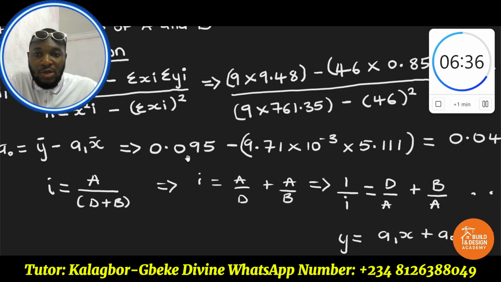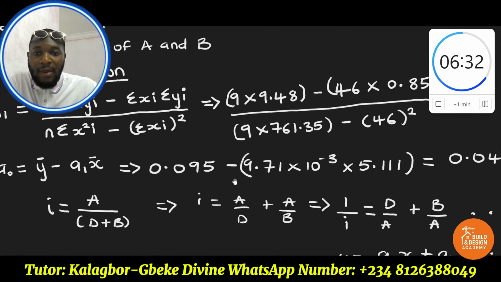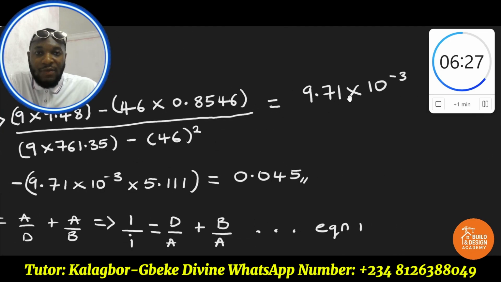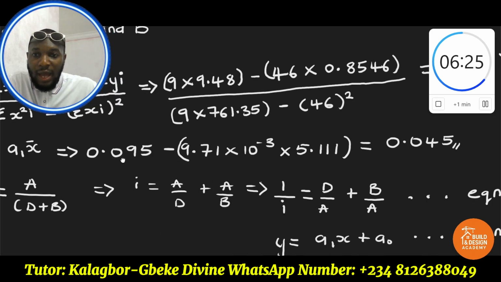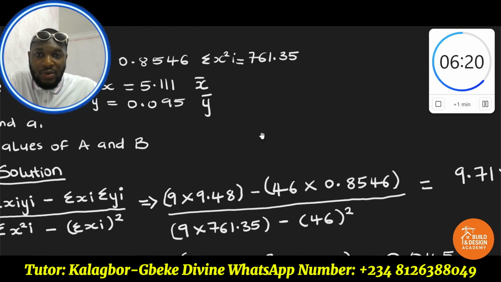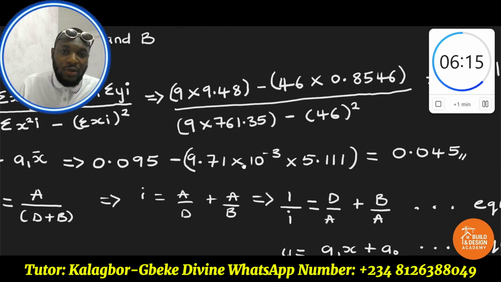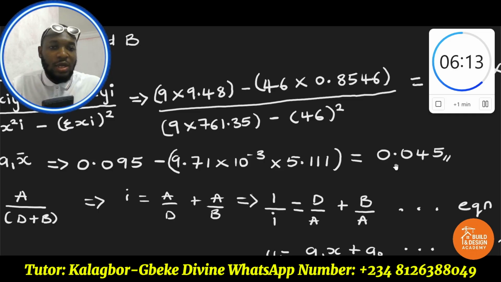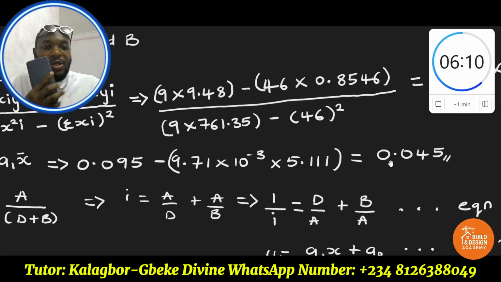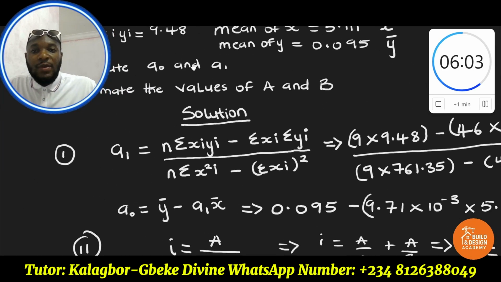Y bar is 0.095, minus A1, which is 9.71 times 10 raised to the power minus 3, times x bar, which is 5.111, as given in the question. By the time we finish here, we got 0.045. I hope you also have your calculator so you can punch and confirm your answers. So we are done with the first part, which is compute A naught and A1.